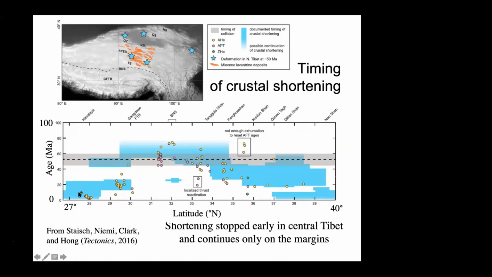Thrust faulting continues in the Himalaya. Thrust faulting continues in the Qilianshan to the north, but most of this thrust faulting ended in the central part, maybe as early as 45 million years ago, a little younger on the two flanks in this area. But thrust faulting across Tibet ended at different times in different places.